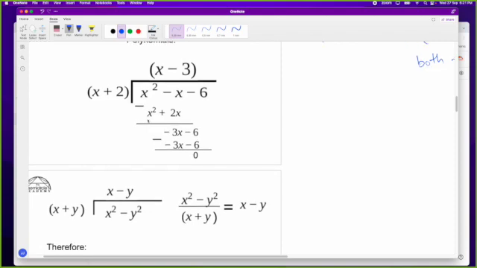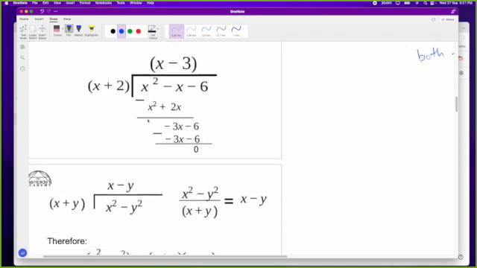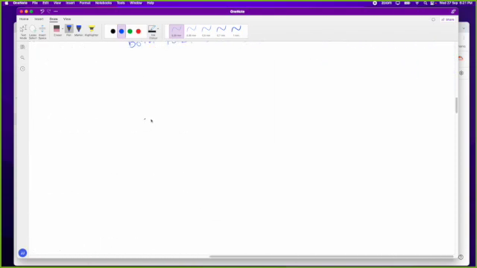I have a challenging one for you here. Take x squared minus y squared and divide it by x plus y. Is x plus y a factor of x squared minus y squared? Take a minute, do it.